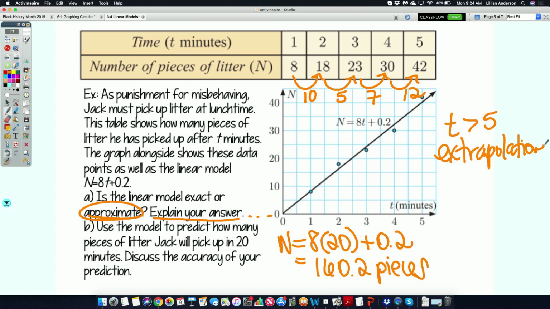Okay? Because of that, the IB likes to trip you up with these types of problems. When it is an approximate model, and it asks you for anything outside of the given time period that the equation was based off of, you cannot actually find the answer. Even though, yes, we could plug 20 into the equation and get a value, we do not know if he is indeed going to still have 160 pieces of trash that he's picked up after 20 minutes. Does that make sense? Okay.